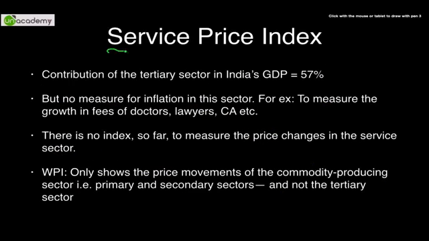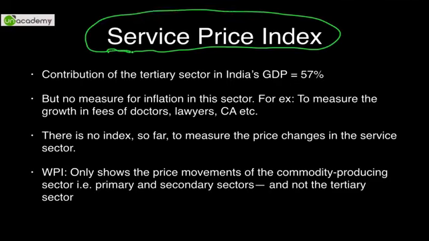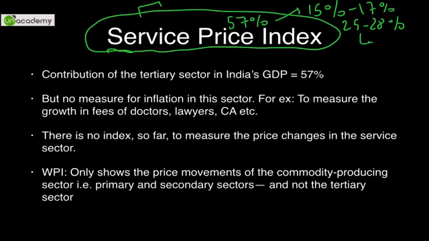Now finally for today is the service price index. Basically services contribute almost 57% of India's GDP. Then roughly 15% comes from agriculture, and the rest, roughly 25 to 28%, comes from industries or the secondary sector. Services are contributing more than half of the GDP, but we do not have any index so far, this is the keyword, to measure the price changes in the service sector.